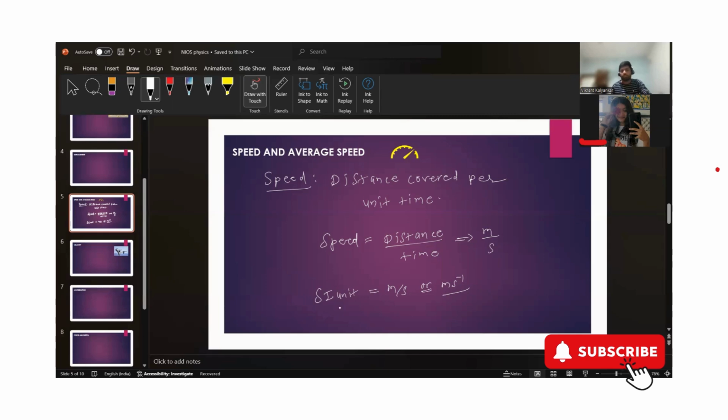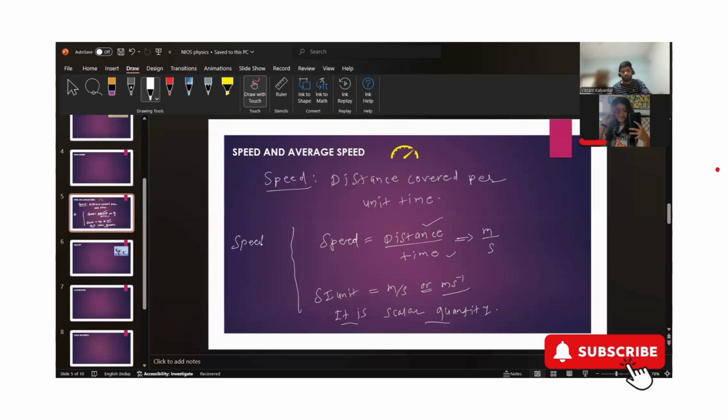Is it a scalar or vector quantity? It's scalar. Correct. Distance is a scalar quantity, time is also a scalar quantity, so speed will also be a scalar quantity. Whenever we measure speed, we do not consider direction. What is the device used to measure speed? Speedometer. Correct.